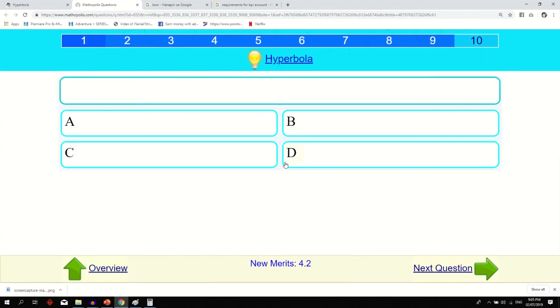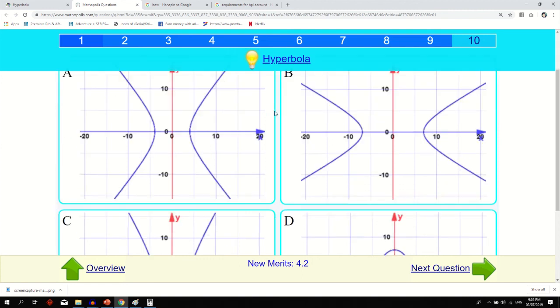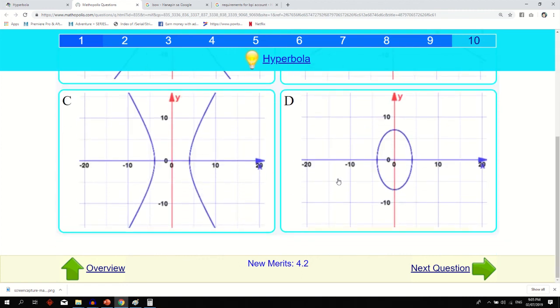Okay, next question, please. Okay, so is this question number 10? Okay, I think this is question number 10. So in here, this should be an x. So this is wrong already.